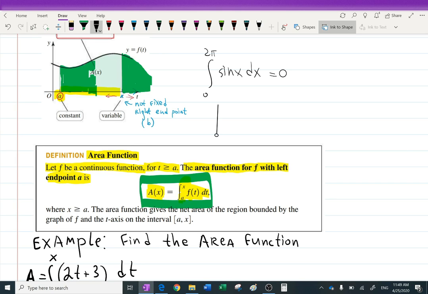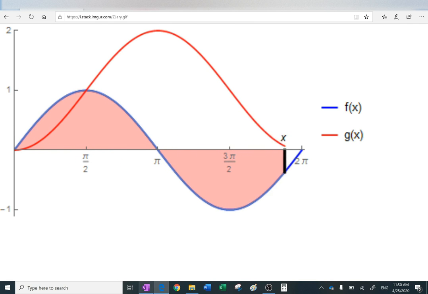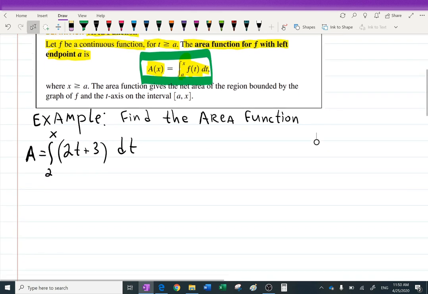But the integral from 0 to x of sine of x dx now is a function. And this function depends on where my x will stop. Will it stop before pi, at pi, after pi, any place? And this is how the answer will vary all the time. Pretty cool. Let's go through several examples.